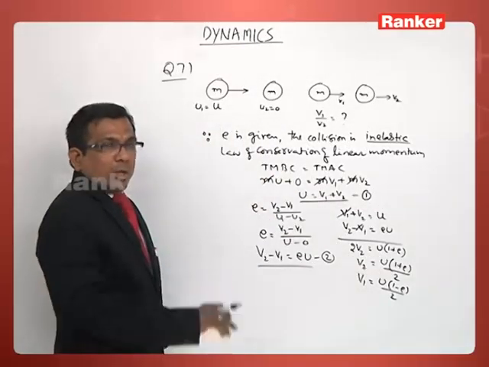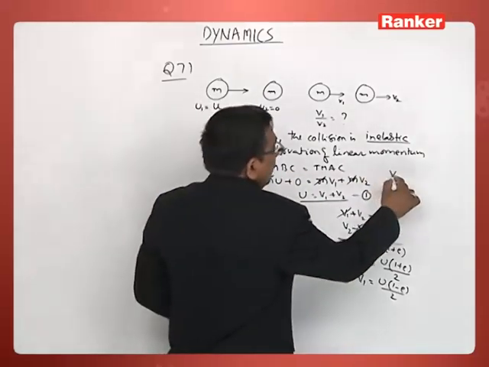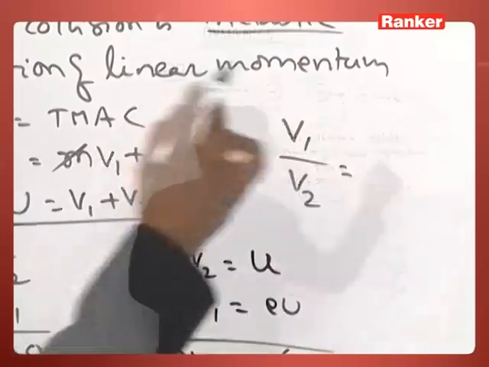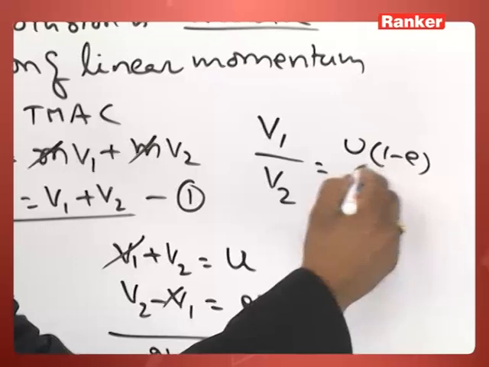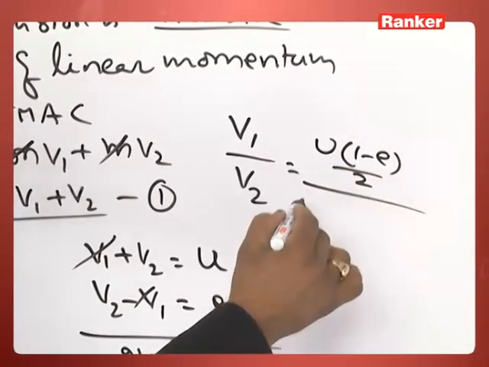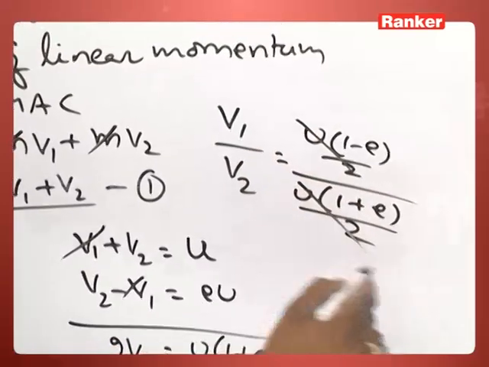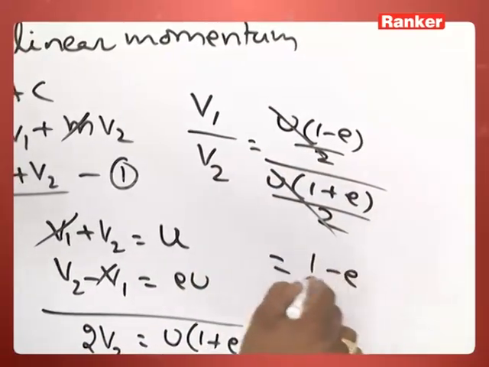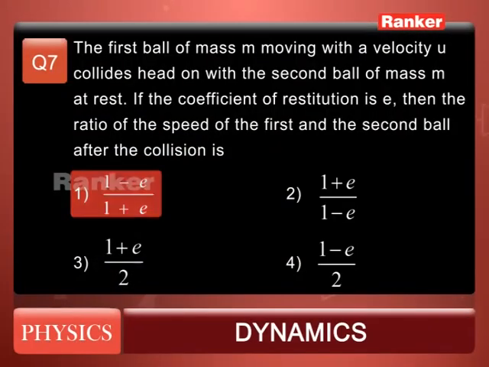Now you want the ratio of speed of the first ball v1 by speed of the second ball v2. v1 by v2 is equal to u into (1 minus e) by 2 over u into (1 plus e) by 2. If you take it, u by 2 gets cancelled. The ratio you get is (1 minus e) by (1 plus e). Therefore the answer is (1 minus e) by (1 plus e). Option 1 is the correct answer. So that is the answer. This way you can solve this problem.